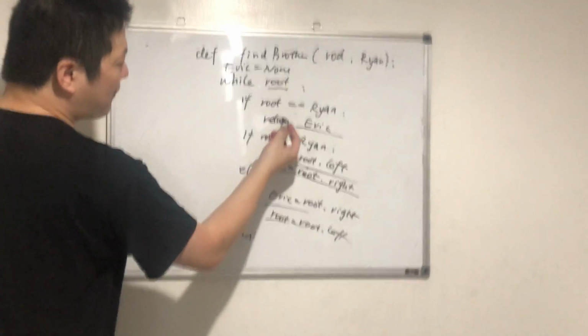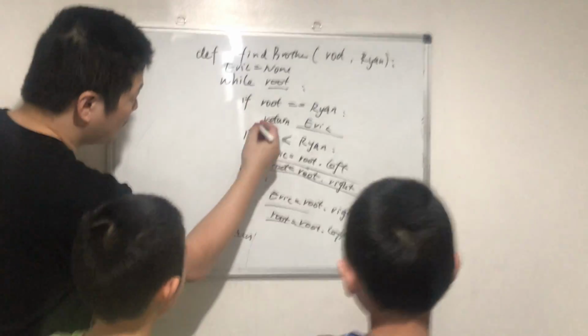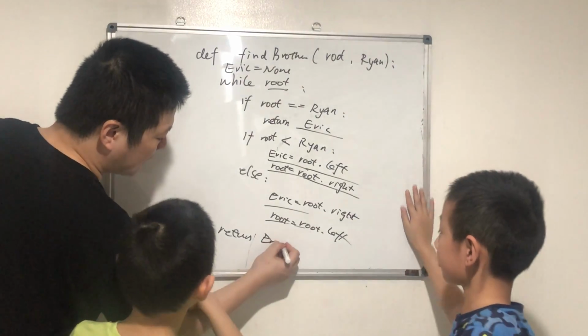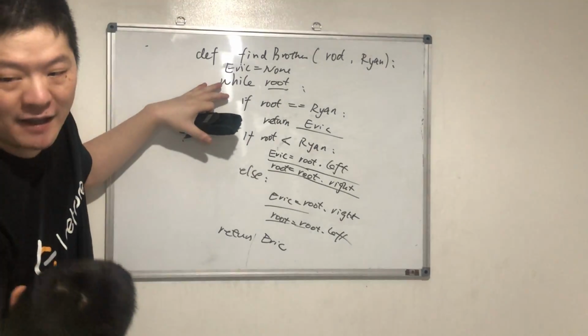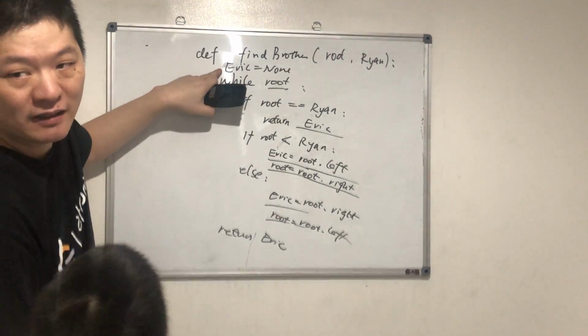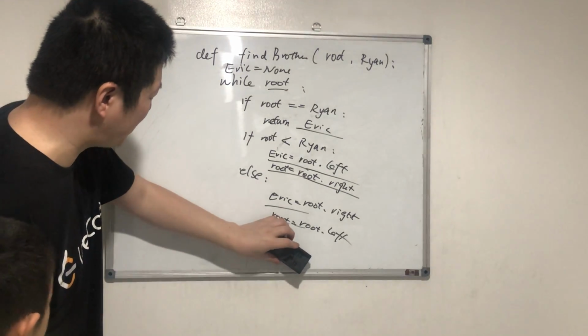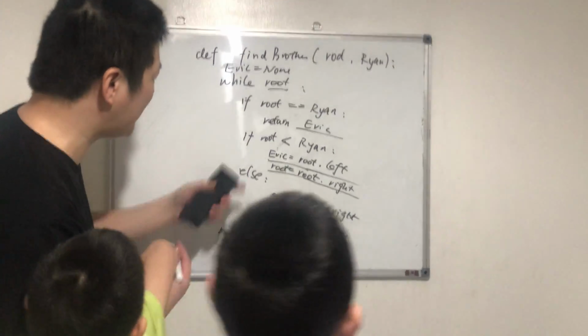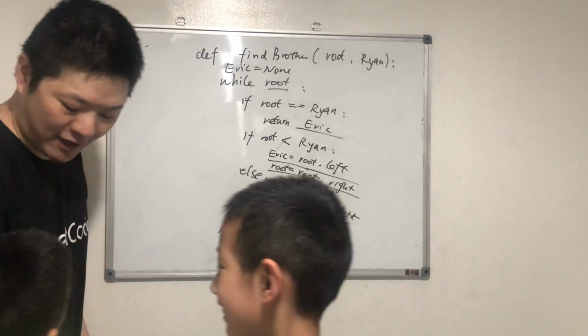If the brother is not found in the tree, what should we do? The loop will end, and then we return sibling, or return none. I think return none is better, because if the brother is not found, the sibling of the brother is not there.